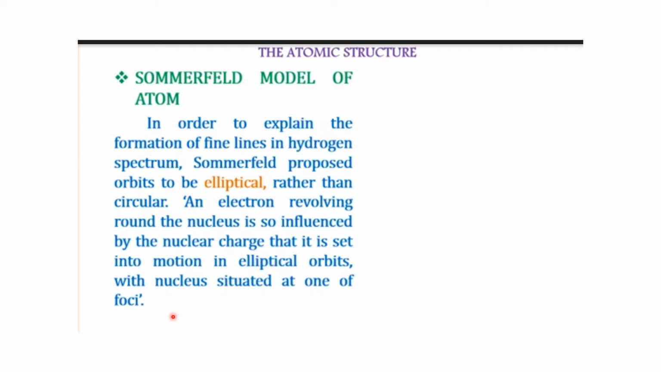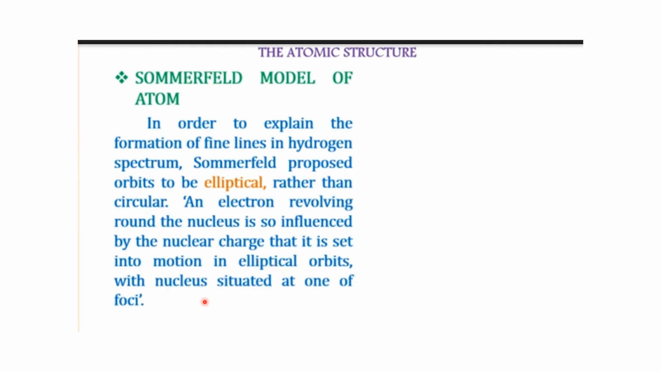Here the elliptical shape is one which is elongated at both sides. In the next slide I am going to show that. Here you must imagine the elliptical shape, that is, an oval shape or an egg shape, which is stretched or elongated at both sides.